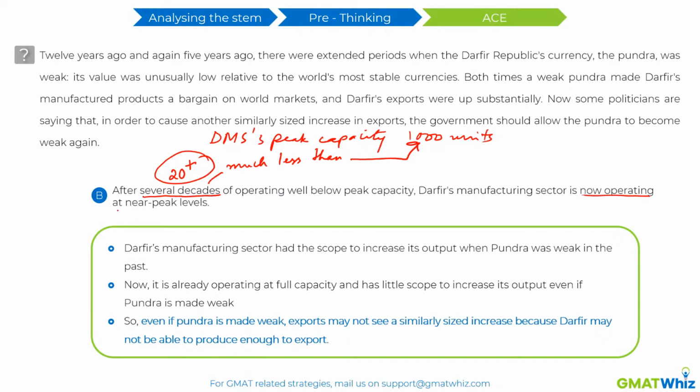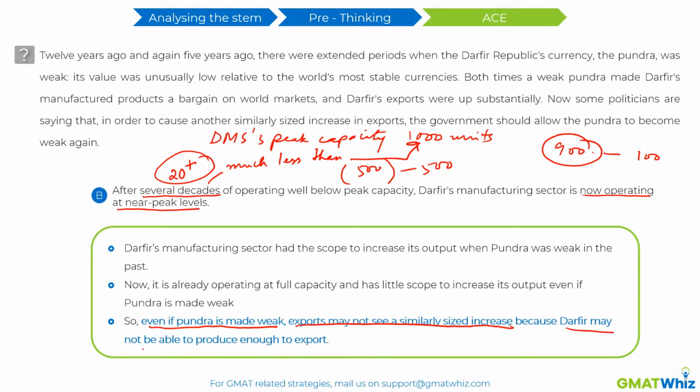It is now operating near peak levels. So let's say earlier it was producing just 500 units. Now it is producing maybe 900 units. So now it just has the scope to increase 100 more units. Earlier it had the scope to increase 500 units to step up production. So what we are saying is, even if Pundra is made weak, exports may not see a similarly sized increase because Darfield may not be able to produce enough to export. And therefore, B is definitely a strong contender to weaken the recommendation. Is B clear, guys?